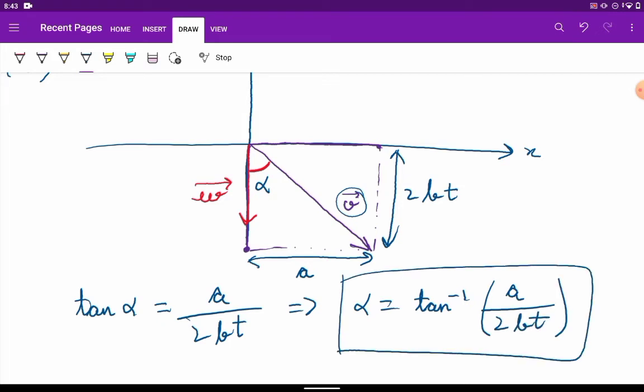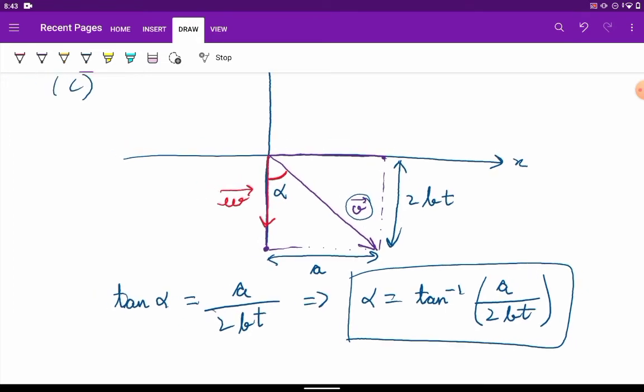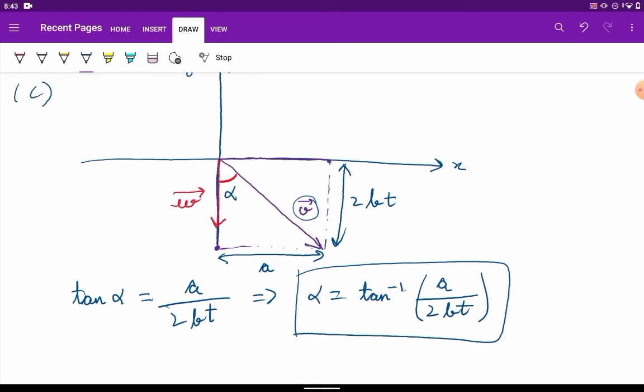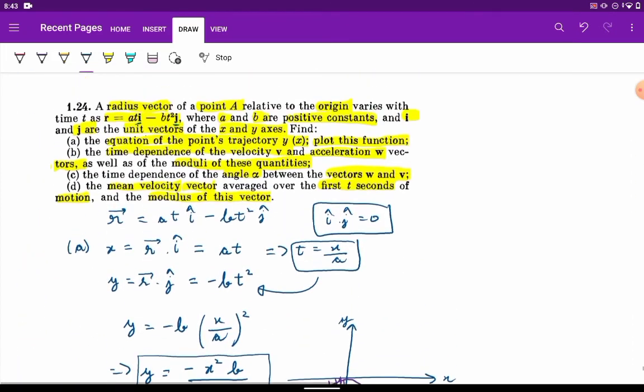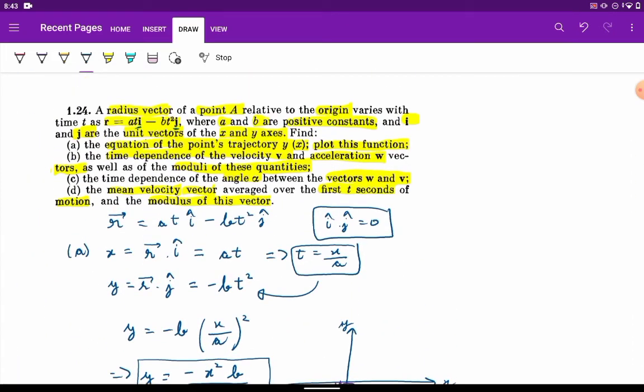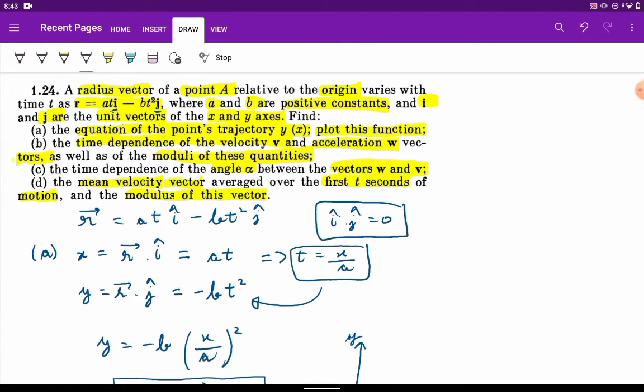This is a much simpler way of doing it instead of going into the cosine similarity thing, because over here the vector w is just in the negative y direction. So the angle is very easy to find this way. So just think before using the cosine similarity thing, because time is of the essence in solving competitive questions.